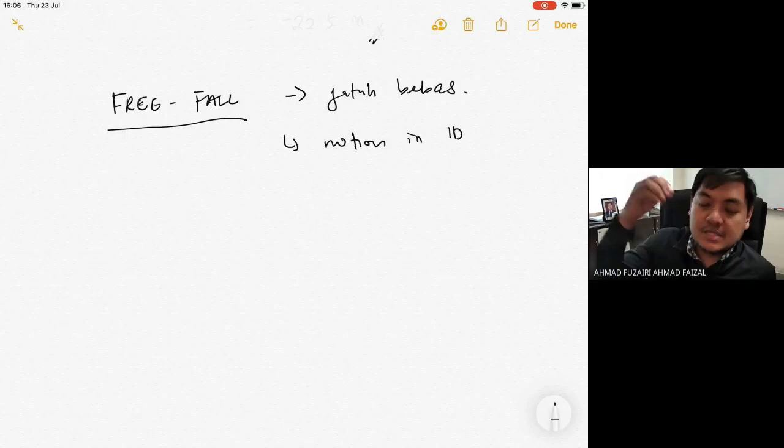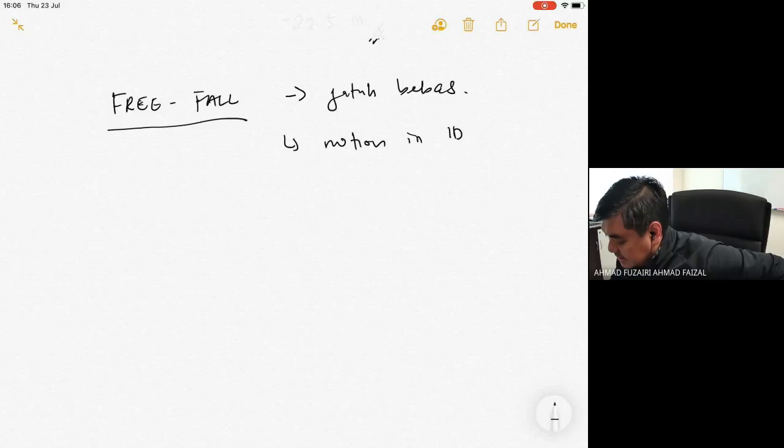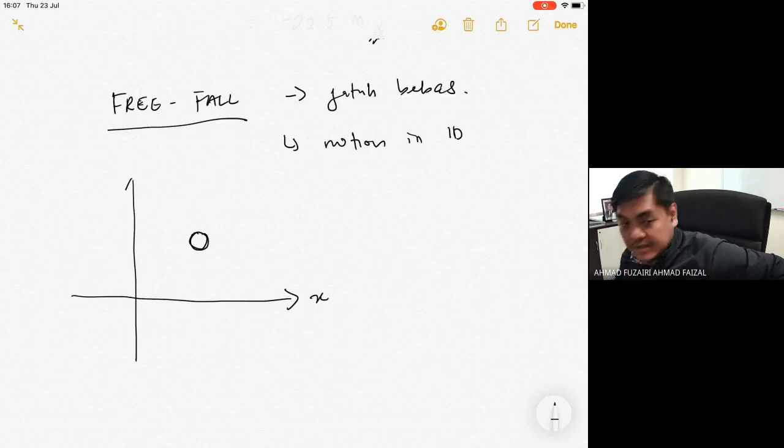So if we drop an object, for free fall, we must assume that all objects that undergo free fall motion must fall or be thrown directly straight upward or straight downward. Meaning, let's say we have a ball and this is a Cartesian coordinate of X and Y, make sure the ball will fall directly straight downward or straight upward.